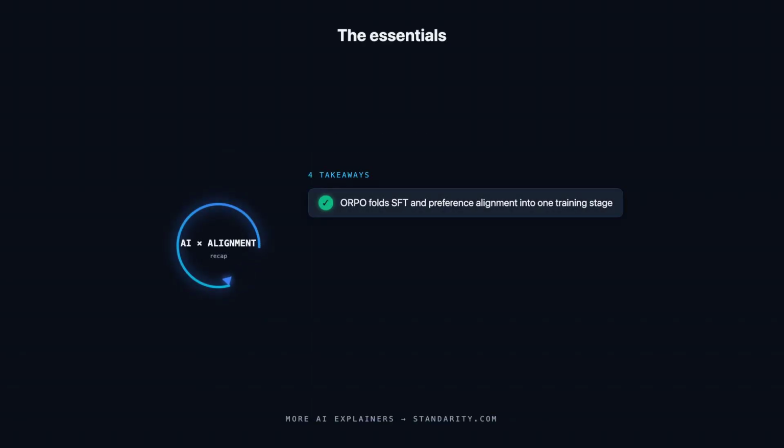All right, let's lock in the essentials before we wrap. ORPO folds supervised fine-tuning and preference alignment into one stage, replacing the usual two-pass pipeline with a single training run. It works by adding an odds ratio penalty to the fine-tuning loss, raising the odds of the chosen response and lowering the odds of the rejected one.